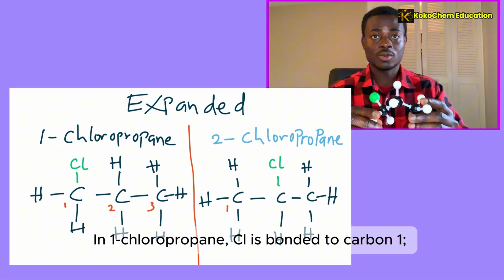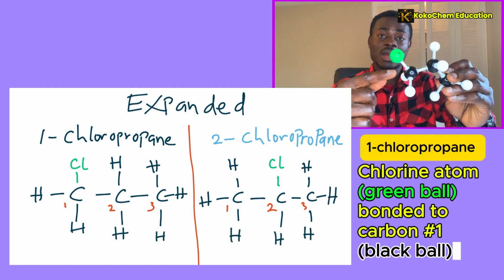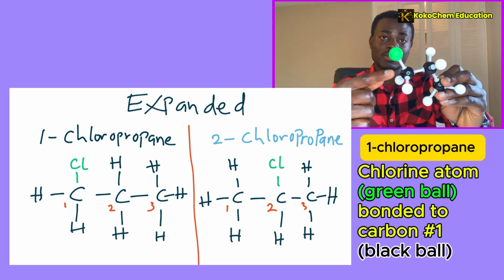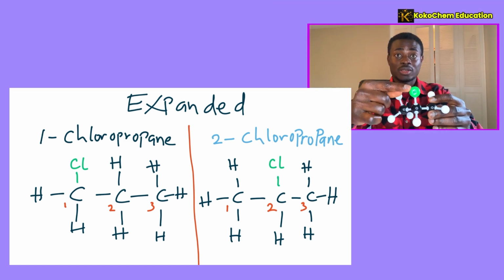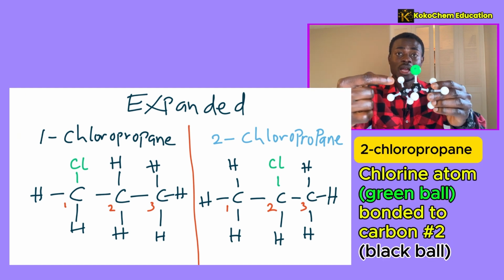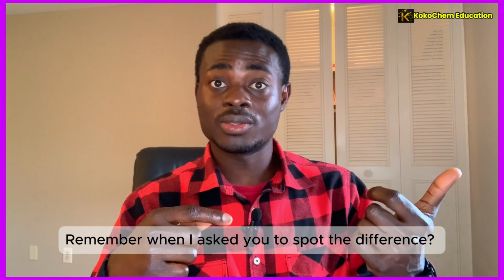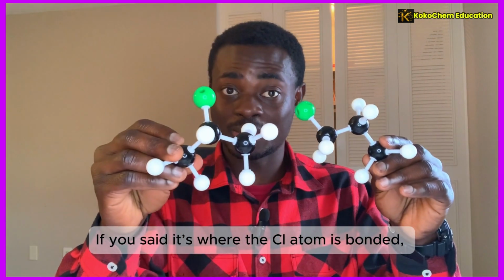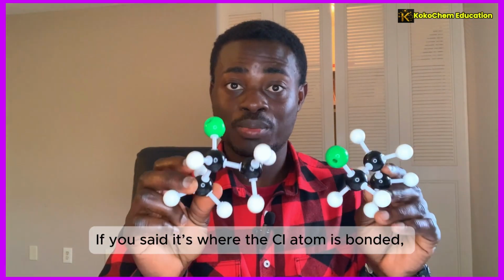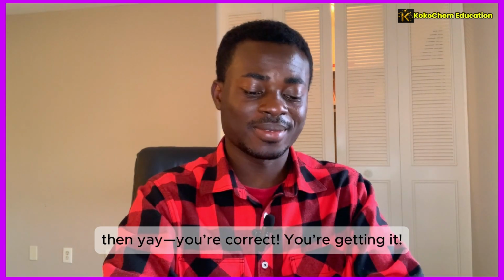In the expanded structure of 1-chloropropane, the green atom, which is the chlorine, is bonded to carbon number 1. Here we have carbon number 1, 2 and 3. In 2-chloropropane, the green atom, the chlorine, is bonded to carbon number 2. 1, 2, 3. That is the key difference. So if I ask you to state the one difference between the two structures, what can you say? The difference is in the positions of the chlorine atoms.